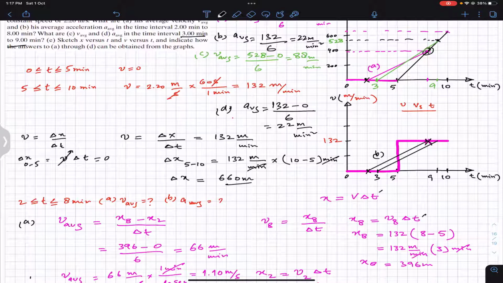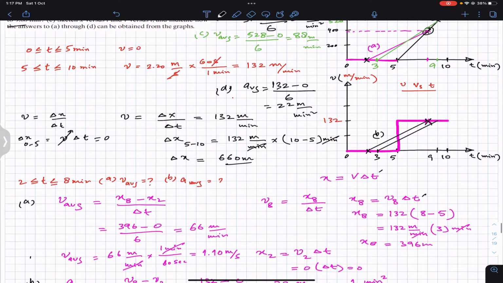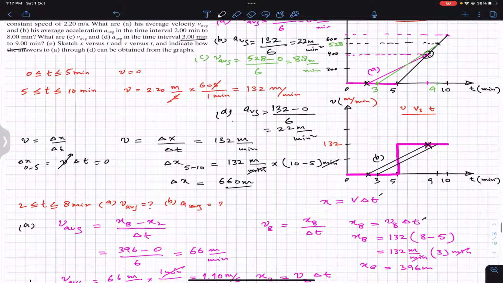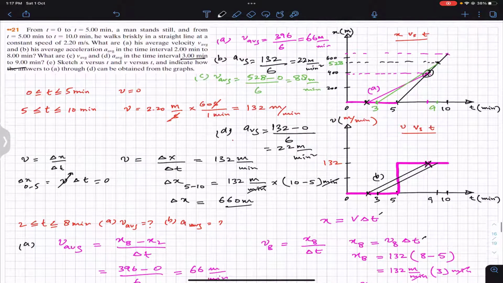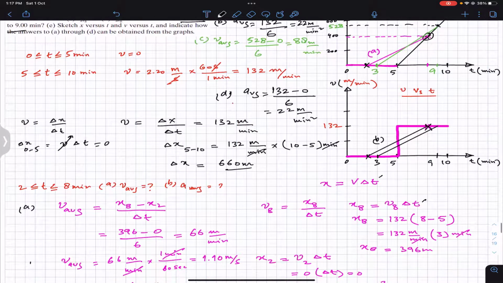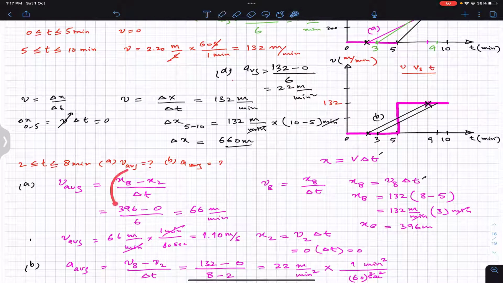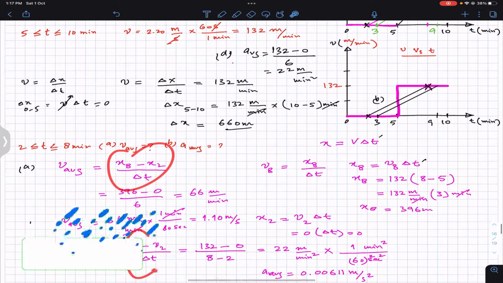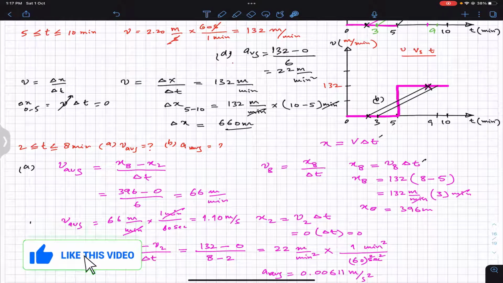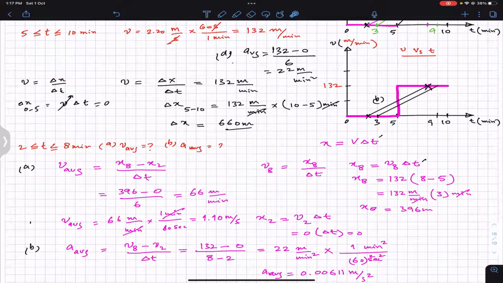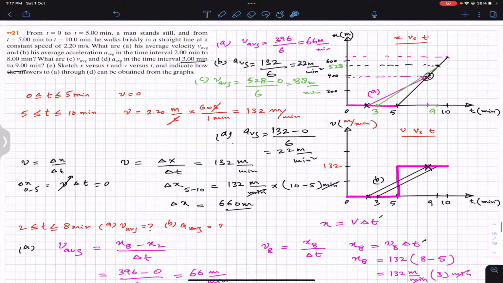So this is how we can find the average velocity and acceleration using the x versus t and v versus t graphs. We can always use these 2 formulas to find the average velocity and the average acceleration. And the position of the particle at any interval can be determined using this formula. So this is the solution of this particular problem.